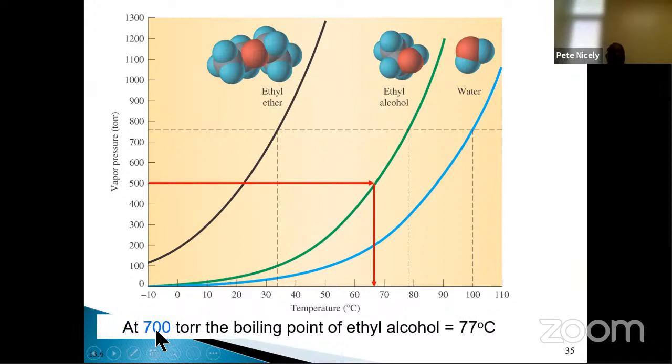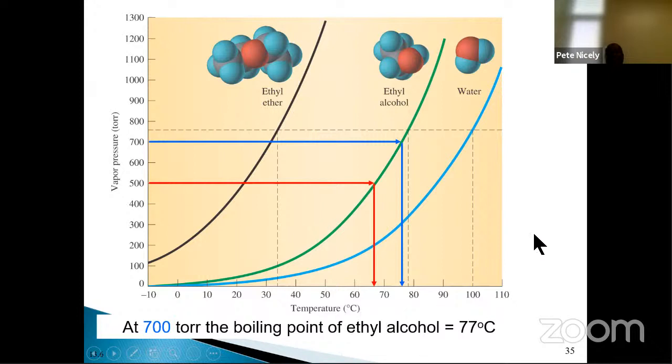So this is showing you the same thing. This time when the vapor pressure is 700 millimeters mercury, the corresponding boiling point would be about 77 degrees. So basically, as the vapor pressure, as the external pressure increases, the boiling point increases.